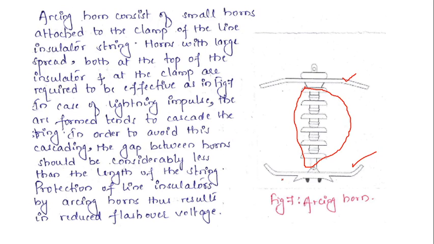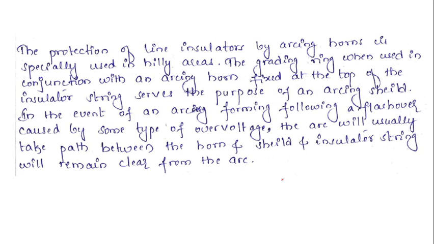In case of a lightning impulse, the arc formed tends to cascade the string. In order to avoid this cascading, the gap between horns should be considerably less than the length of the string. Protection of line insulators by arcing horns thus results in a reduced flashover voltage. The protection of a line insulator by arcing horns is especially used in hilly areas. The grading ring, when used in conjunction with an arcing horn fixed at the top of the insulator string, serves the purpose of an arcing shield.